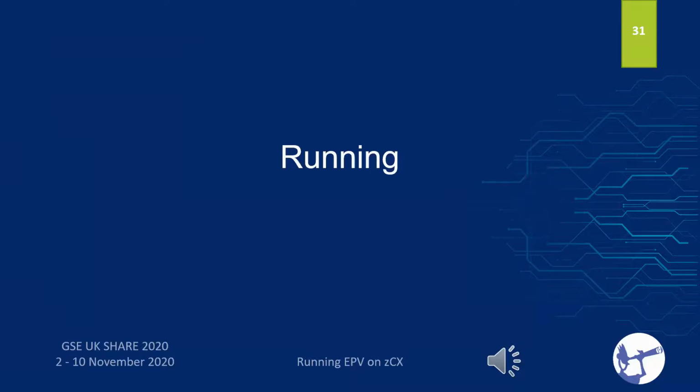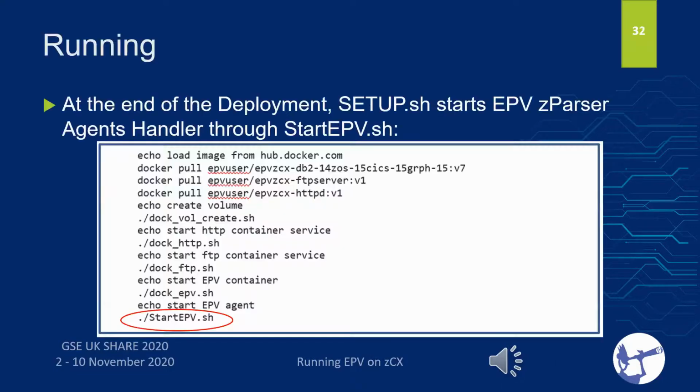As you can see, setting up the EPV container is pretty easy and straightforward. But now let's have a look at how you can work with the EPV environment that we set up. In the last slide, we ran setup.sh to configure the environment. At the end of the process, setup.sh also starts EPVZ-parser, so with no additional action, you're ready to parse SMF data.